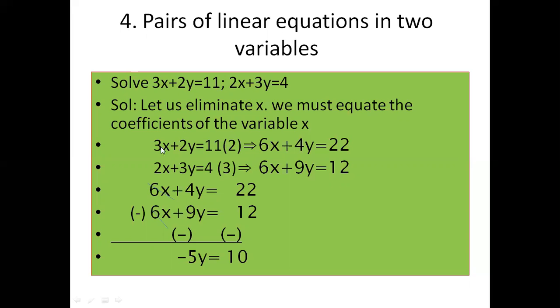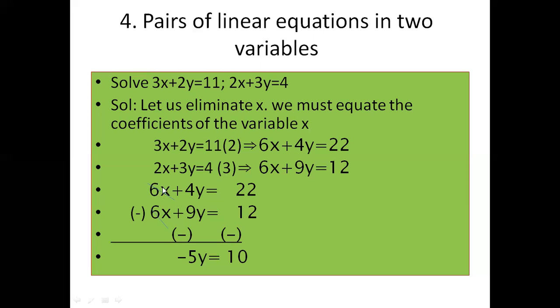So 2 into 3x is 6x, 2 into 2y is 4y, and 2 into 12 is 24. Similarly, 3 into 2x is 6x, 3 into 3y is 9y, and 3 into 4 is 12. Now write both the linear equations. Here we made the coefficients of x the same, but the signs are the same, so both cannot be eliminated.